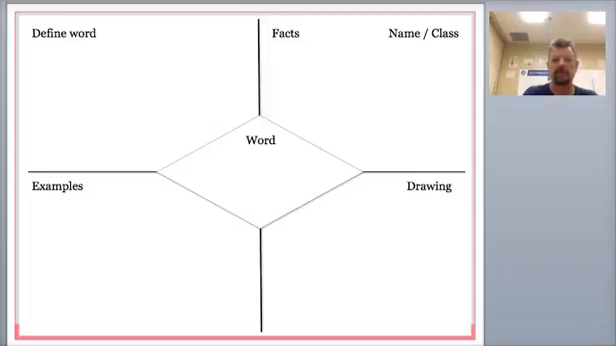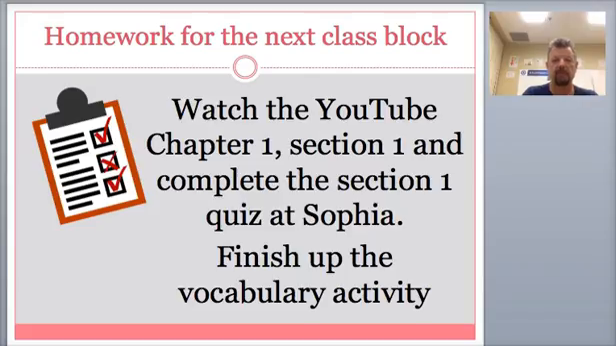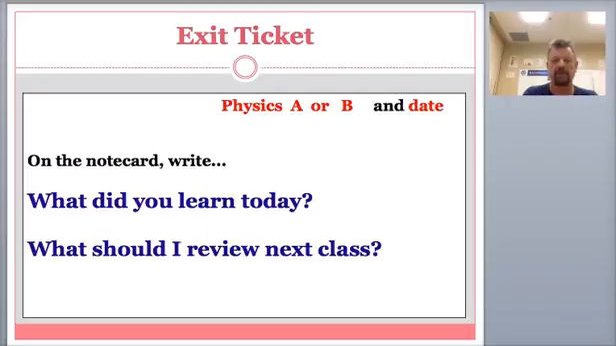This is an example of what you're going to be doing for each word. You're going to be defining the word. You're going to be giving me some facts about the word, some examples, and a drawing. Make sure you watch the YouTube Chapter 1 Section 1 and complete the Section 1 quiz on Sophia. Finish up the vocabulary activity. And finally, the exit ticket.